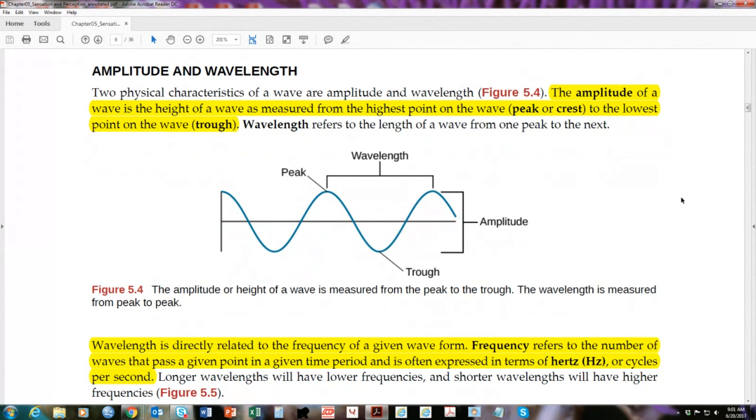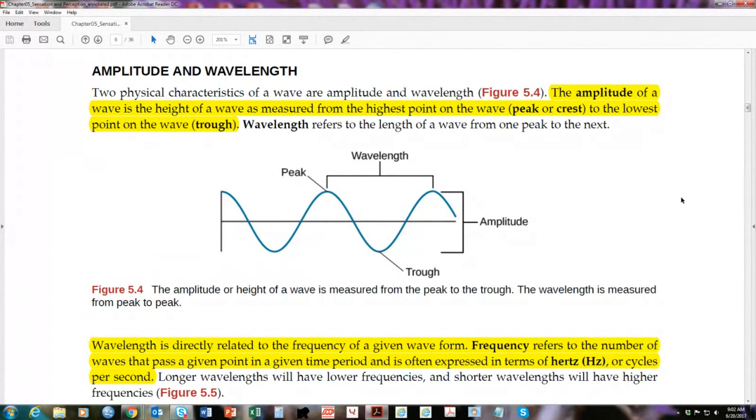And the same goes with sound waves. Sound is also measured in wavelengths. And so the amplitude of a waveform is the distance from peak to trough or from trough to peak. So the peak would just be the highest point of a waveform. A trough is the lowest point of a waveform. So the distance from peak to trough is amplitude. The distance from peak to peak or trough to trough is the wavelength.